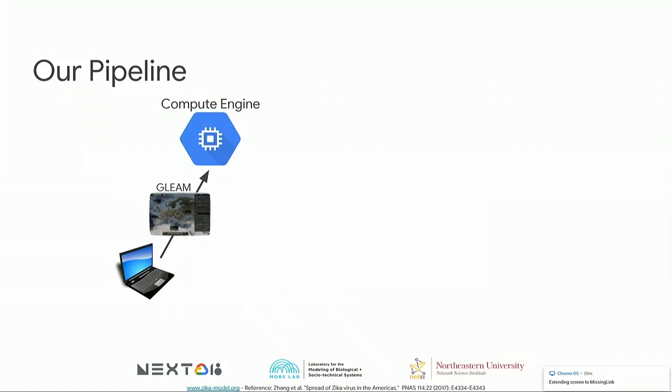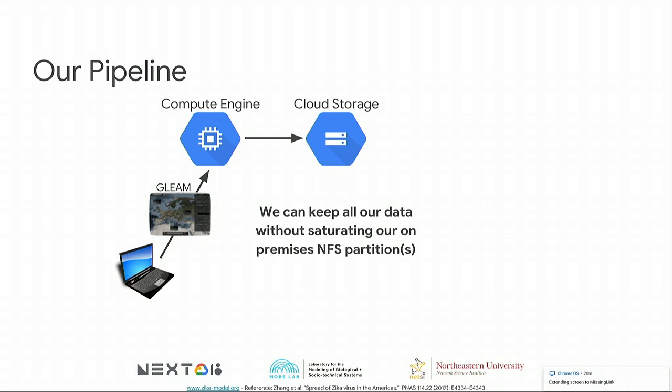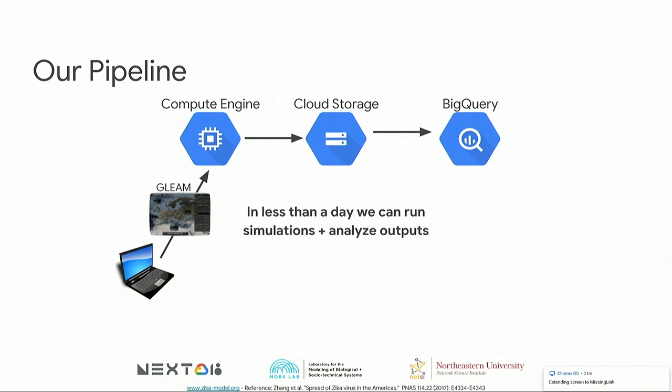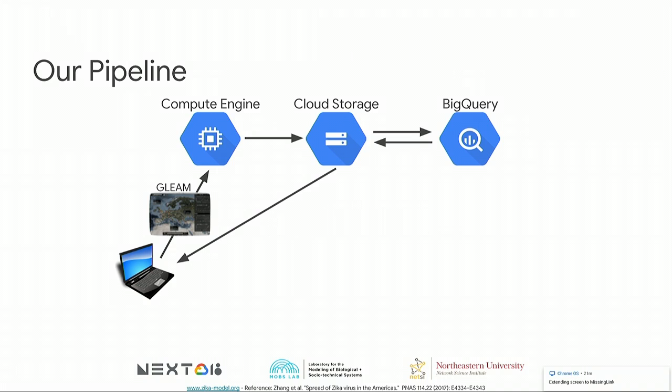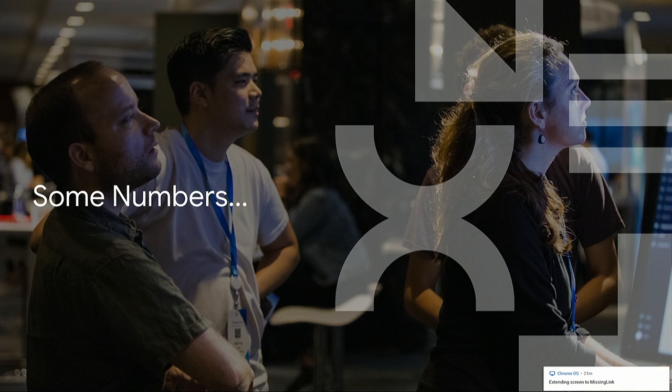First of all, our first stop was actually to deploy GLEAM on Compute Engine to essentially help us scale up in terms of the number of parallel jobs we could run at the same time. To give you an idea, that meant that at peak research hours, we were using up to 30,000 cores at the time. Moreover, since we did not want to saturate our on-prem NFS partitions, we decided to store all our raw data from the very beginning on Cloud Storage, and to use the power of BigQuery to parse all those terabytes of data that we were generating, to have essentially all our simulations and analysis done within a day. And then our pipeline closes, essentially moving all the processed data back to our local machines, where we then generate the figures and the numbers we wanted to look at to analyze what happened with our simulations. But let me give you some numbers to get an understanding of the scale of our efforts.